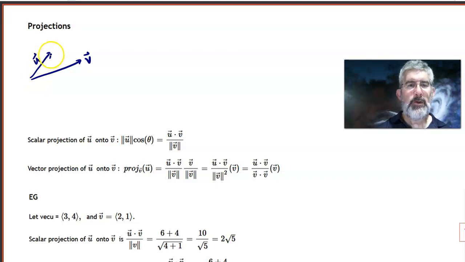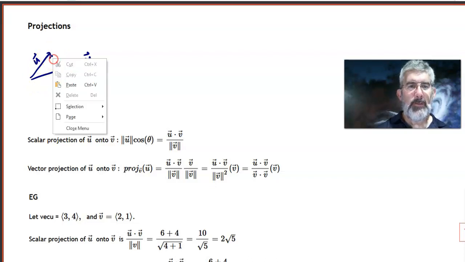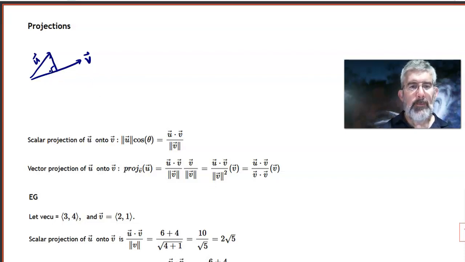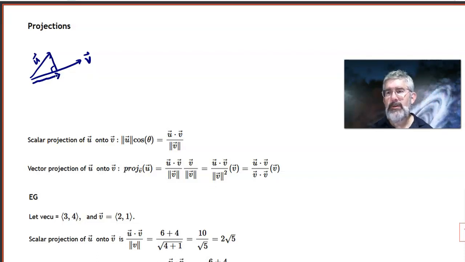And then the end point of u, I'm going to drop a perpendicular down here to v. Now, I'm looking for this vector right here. So it's in the same direction as v. So I'm just going to have to figure out what number I have to multiply v by in order to scale it to be just exactly that vector.